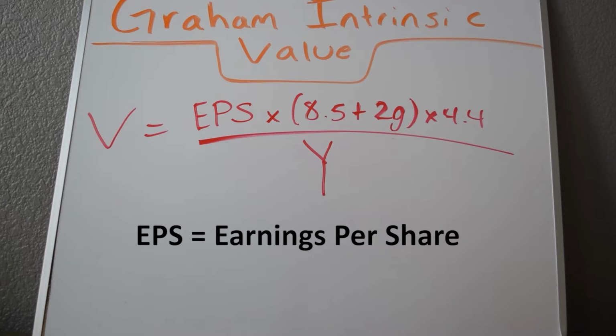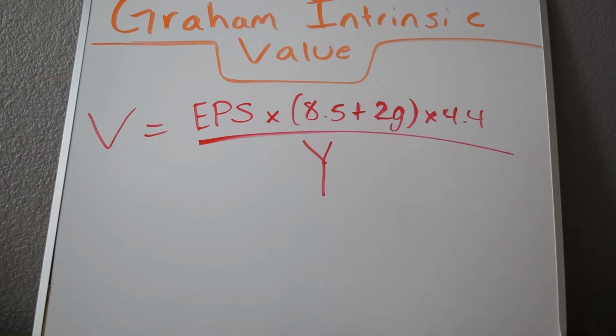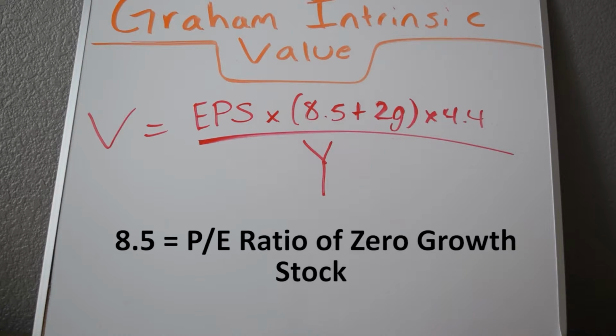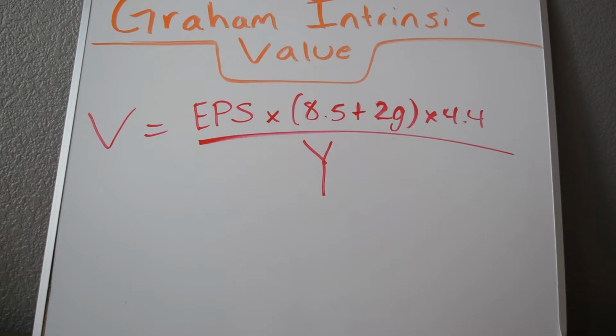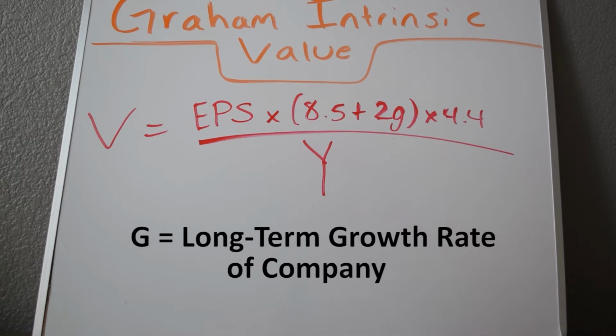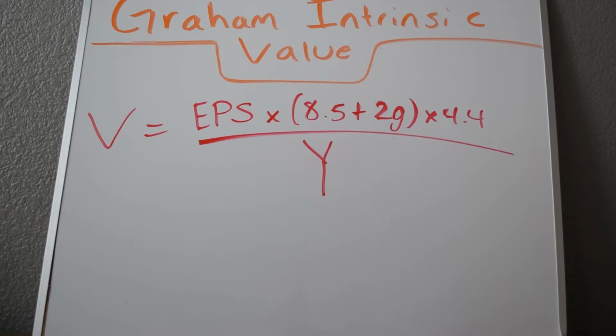EPS is also known as earnings per share, and that indicates how much money a company makes for each share of its stock and is a widely used metric for corporate profits. Next, let's go to the 8.5 plus 2G. The 8.5 is the PE ratio of a zero growth stock, meaning it's the PE ratio of a stock that doesn't grow at all and stays stagnant. You add that to 2G, and G is known as the long-term growth rate of the company. I'll be showing you how we can find the growth rate later.